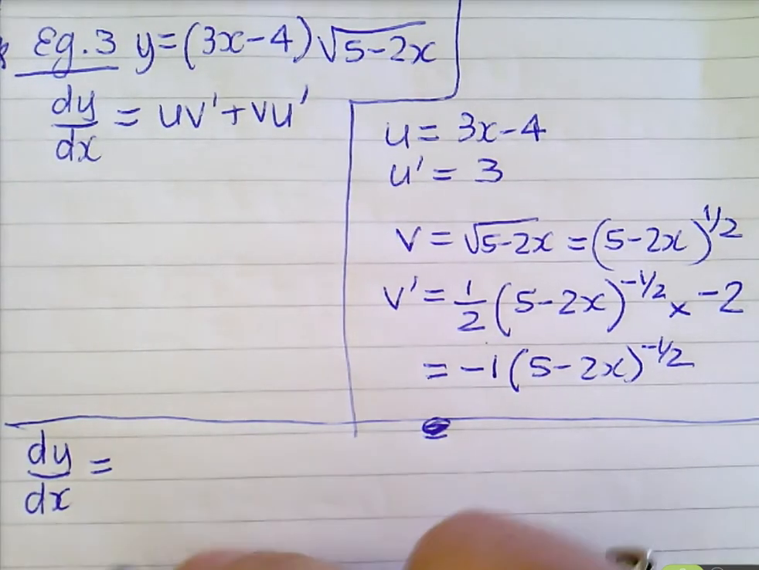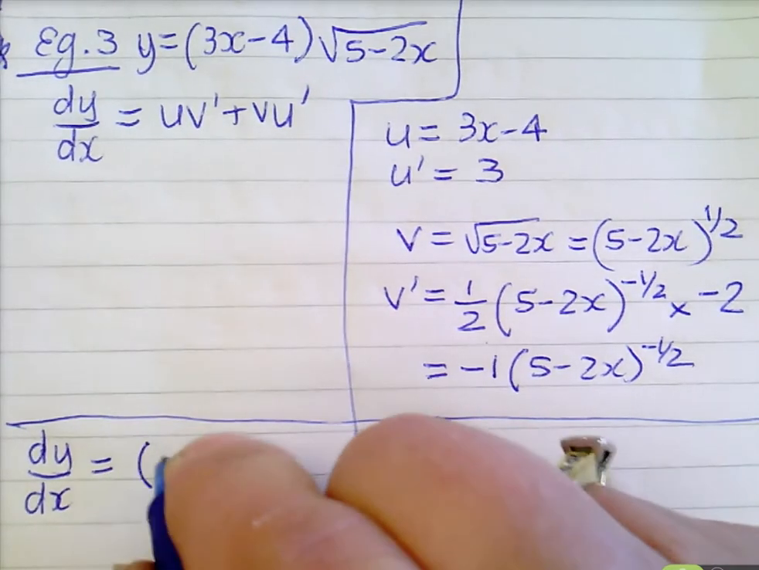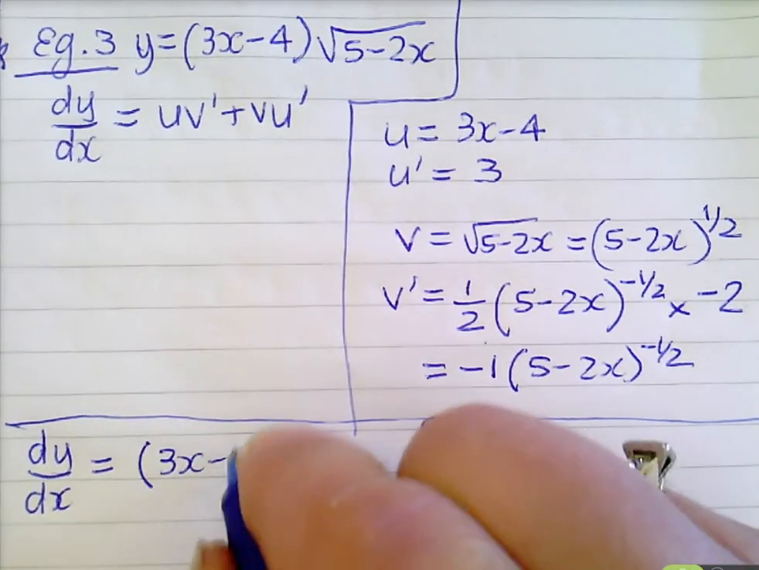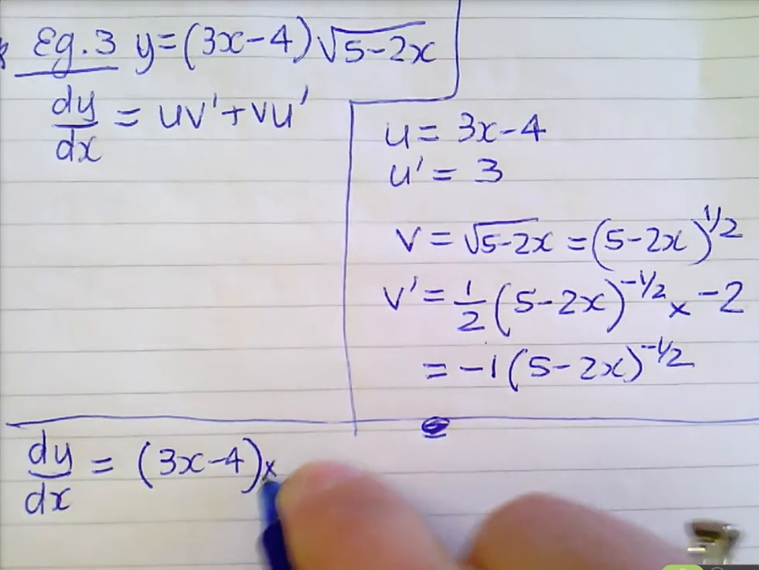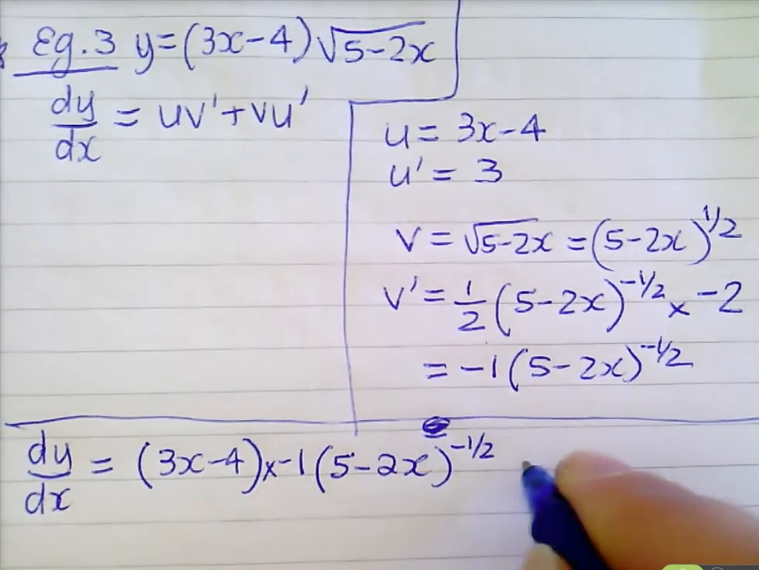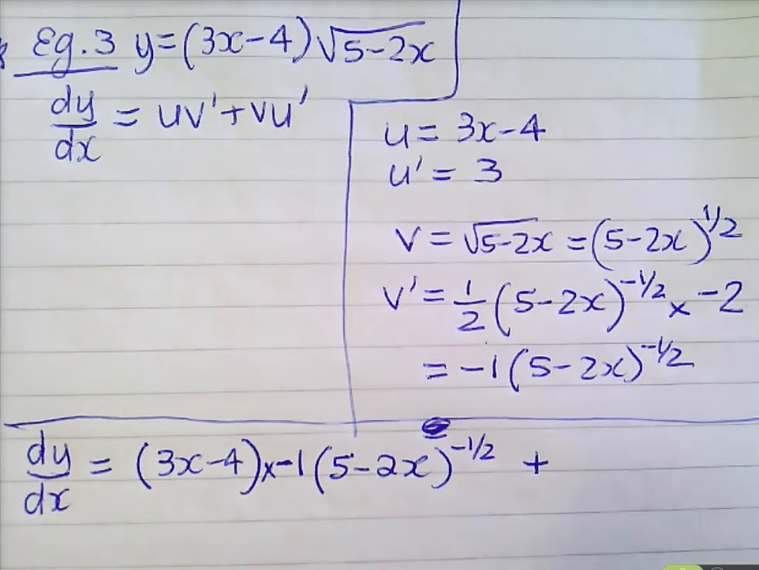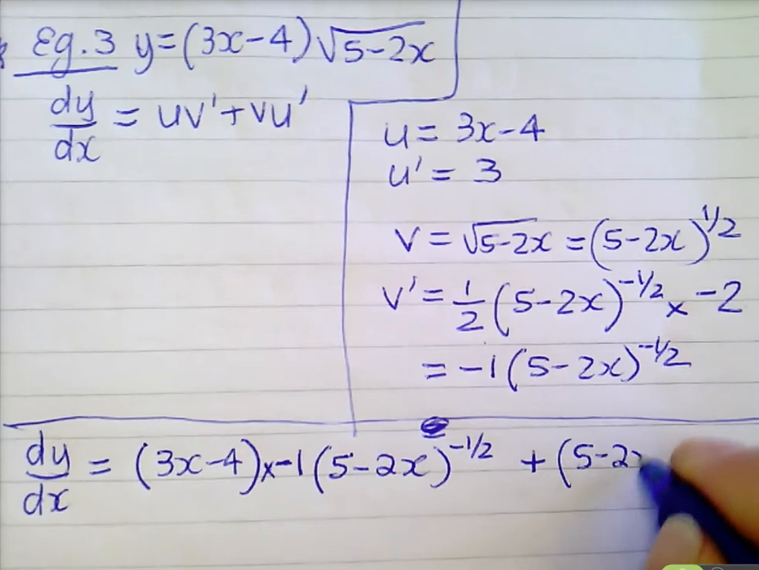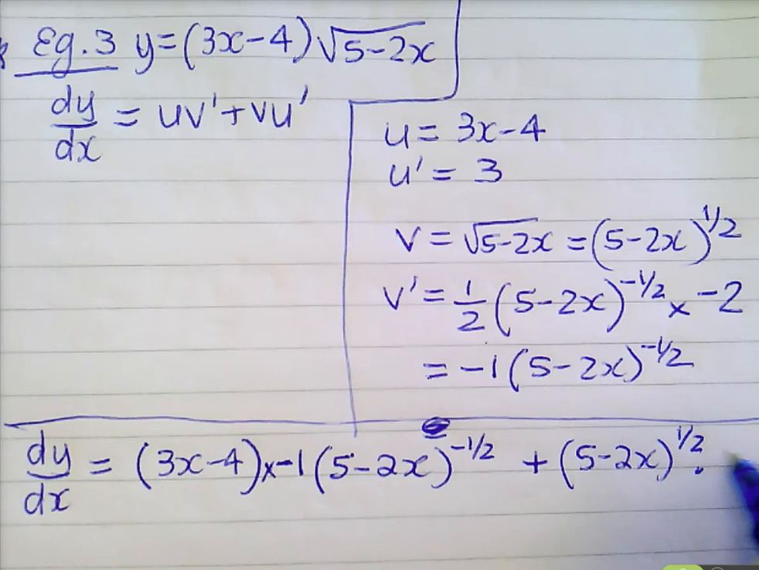So dy/dx, I know the formula. Let's do the substitution. What's u? u v dash. So it's times negative 1, bracket, 5 minus 2x to the negative a half, plus, that's a times there, by the way, it's not a minus, plus. What's v? What's u dash? Girls, u v dash plus v u dash.